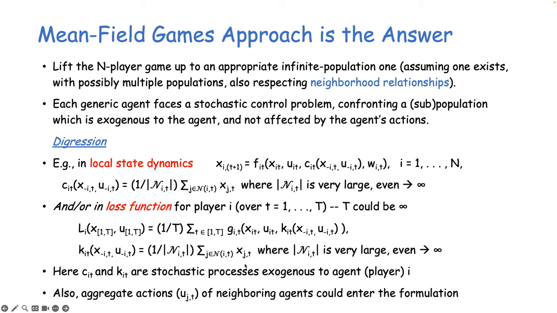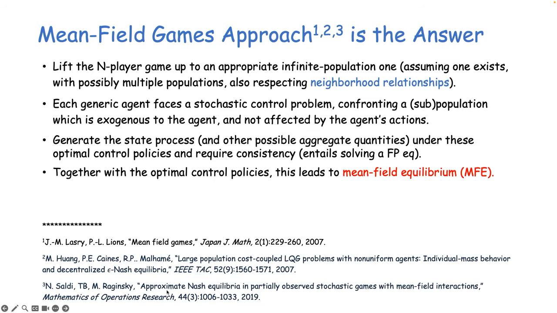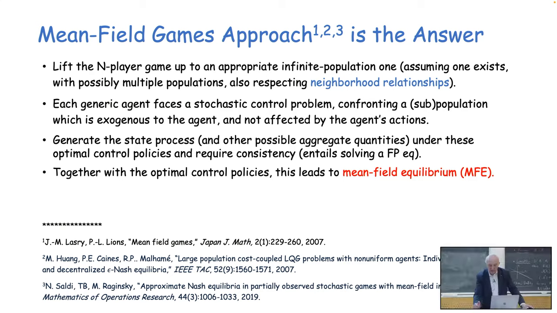Now you can also add here, I have as a specific example, the average of the states of other players within the population. But you can also have the average of the actions of other players in the population. The same arguments would go. So the C_i and K_i in this case are stochastic processes which are exogenous to an agent or a player. So what each player is faced with is one where C here is an exogenous stochastic process which is not affected by the choice of the u_i's. And also the K_i again the same way here. I discussed the first two bullets. So the next thing you do, you generate the state process.